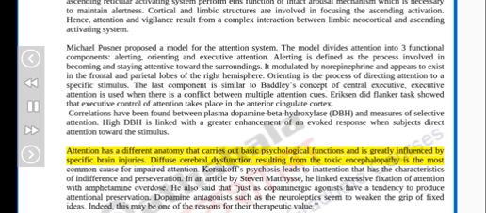Attention has a different anatomy that carries out basic psychological functions and is greatly influenced by specific brain injuries. Diffuse cerebral dysfunction resulting from toxic encephalopathy is the most common cause for impaired attention. Korsakoff's psychosis leads to inattention that has the characteristics of indifference and perseveration.